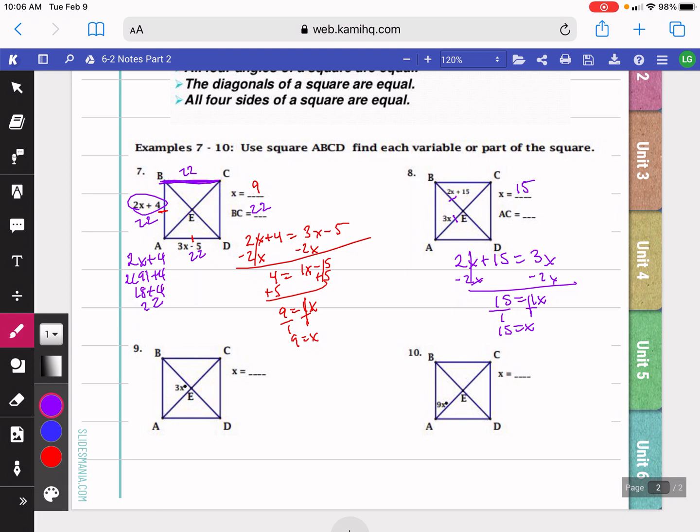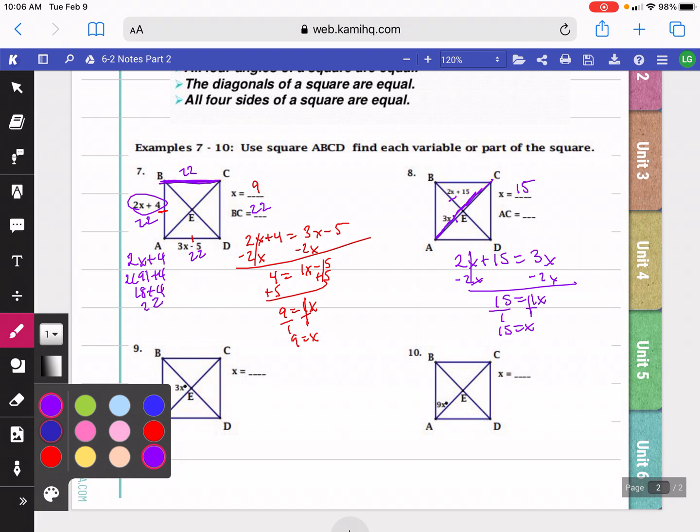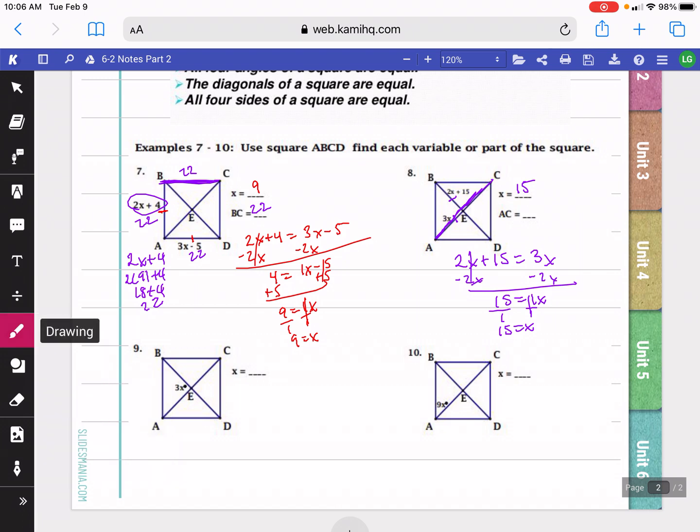And now they want to know AC, which is actually this whole diagonal here. And we know that each diagonal piece is equal. So I'm going to plug it into 3x. So this becomes 3 times 15 or 45, which means each of these pieces is 45. And we know AC is the whole diagonal. So if you add 45 and 45 together, that comes out to 90 units.